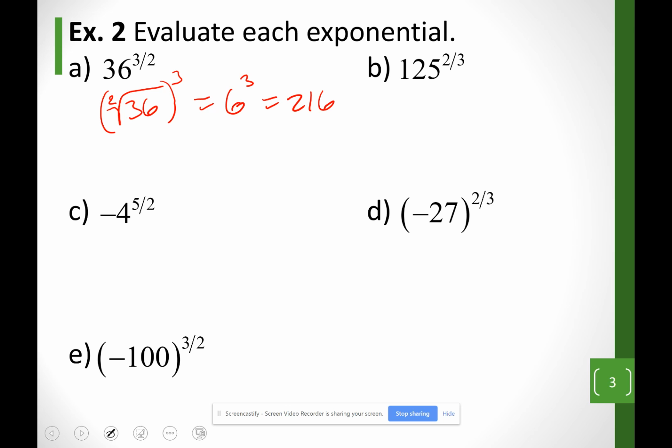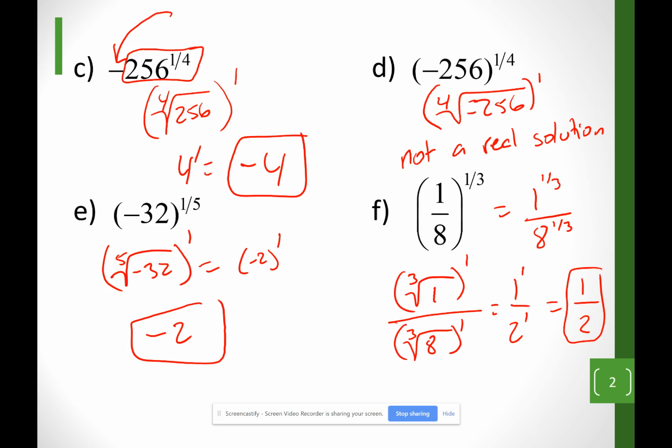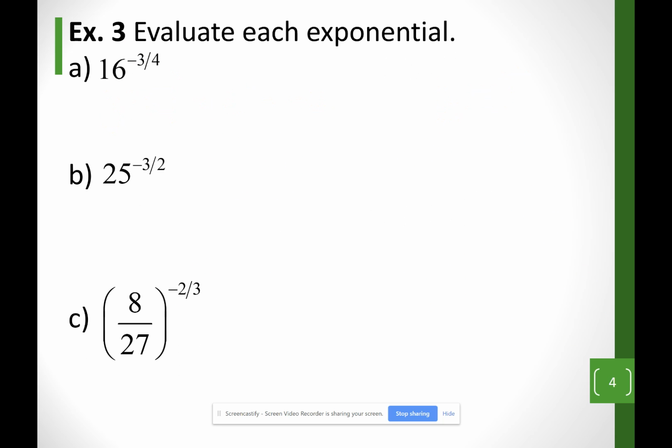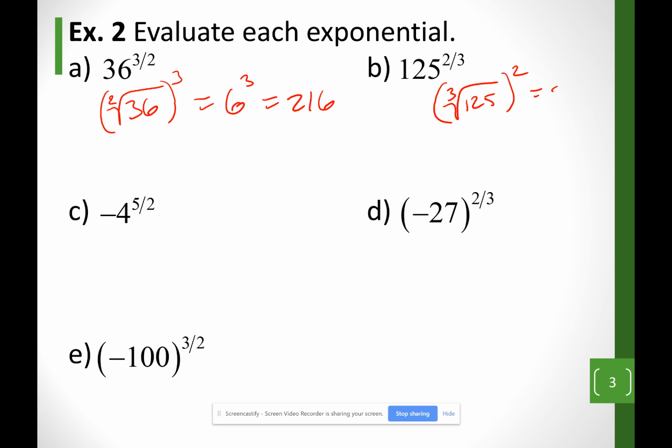Here I have the square root of 125 to the 3rd. I mean the cube root to the 2nd. Okay, I know the cube root of 125 is 5. So I have this as 5 to the second, better known as 25.